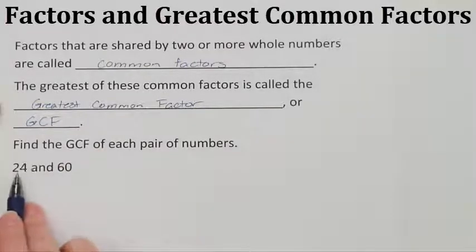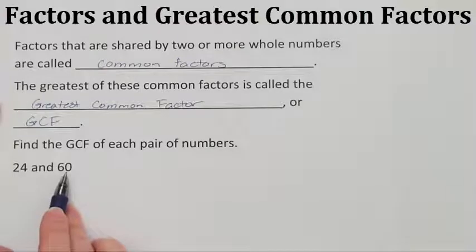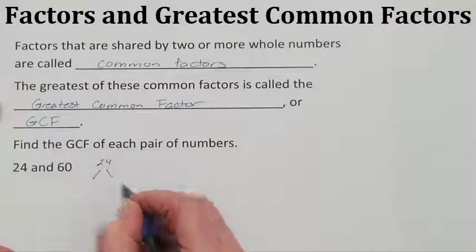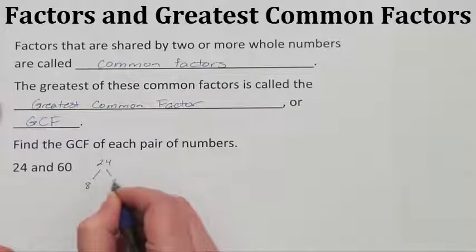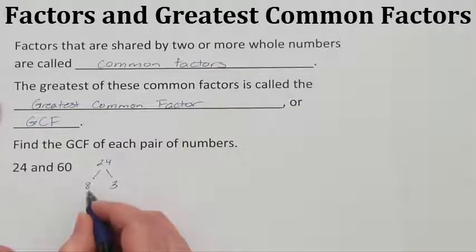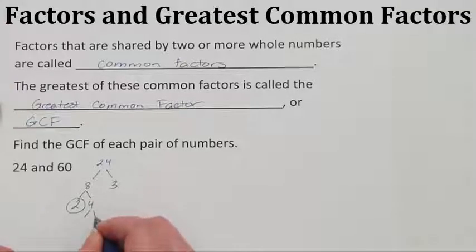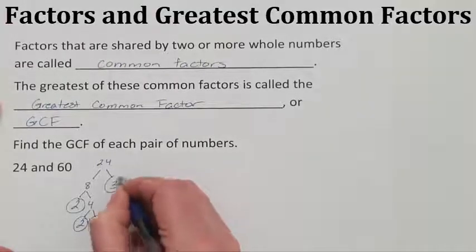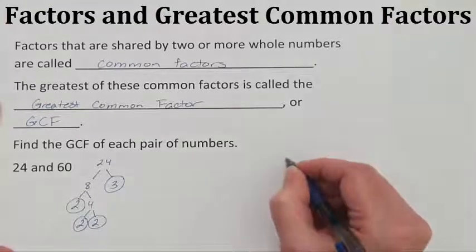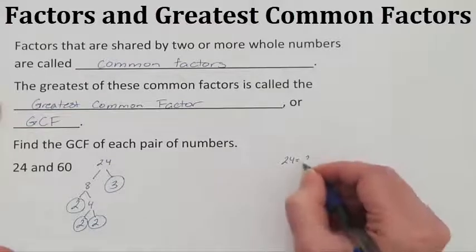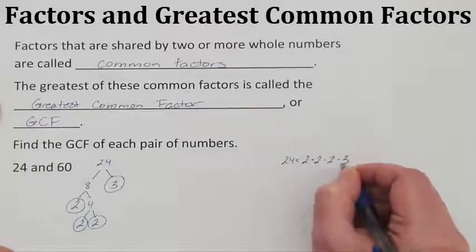So let's find the greatest common factor between the numbers 24 and 60. Well, I don't know what my prime factorization is, so I need to come up with a factor tree. So here's my factor tree of 24. What two numbers multiply to give me 24? Well, I know 8 times 3 gives me 24. 8 is not prime. 8 can be broken up into 2 and 4. 2 is prime. 4 is not. 4 can be broken up into 2 times 2. 2 is prime. 3 is already prime. So this is my factor tree for 24. Looking at this, I know that 24's prime factorization is 2 times 2 times 2 times 3.